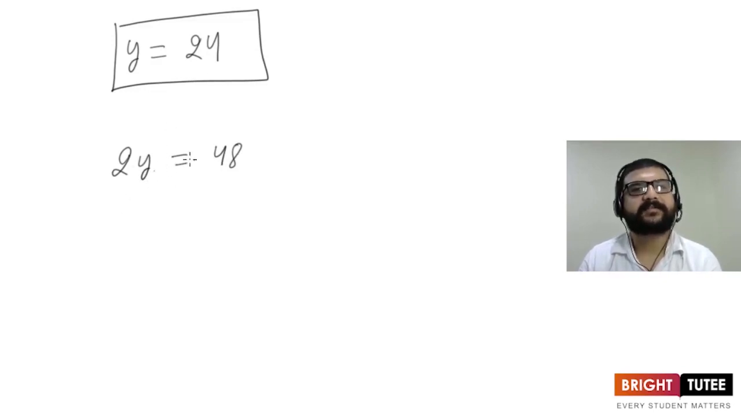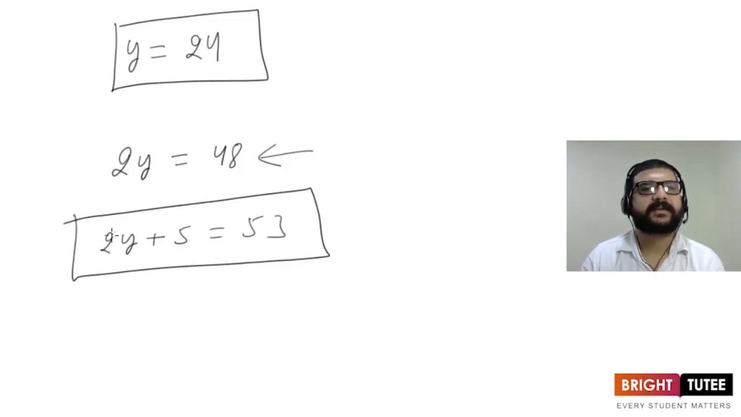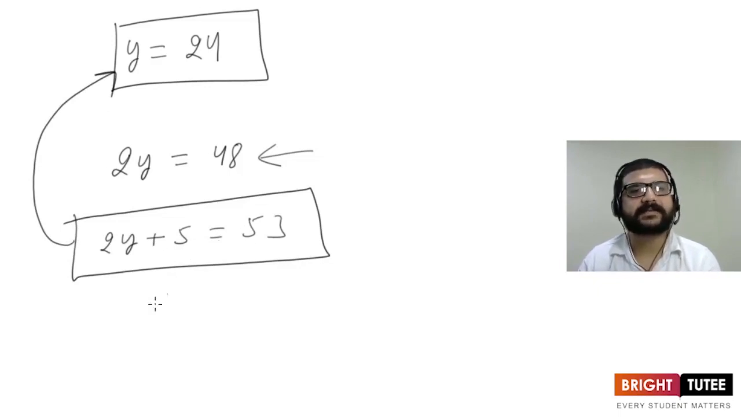Now let's add 5 on both the sides to this equation. So we will get 2y plus 5 is equal to 48 plus 5, which is 53. Now this is one equation in y. What is its solution? Its solution will be y is equal to 24. We can check also. Let's try to find the solution of this equation.